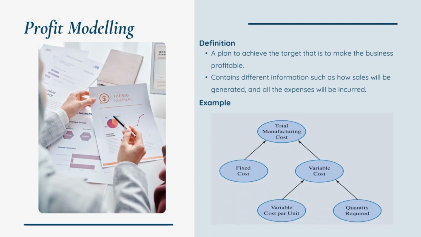Here is an example of how to calculate the total manufacturing cost, which is the combination of fixed costs and variable costs. To calculate the variable cost, you multiply the variable cost per unit by the quantity required.